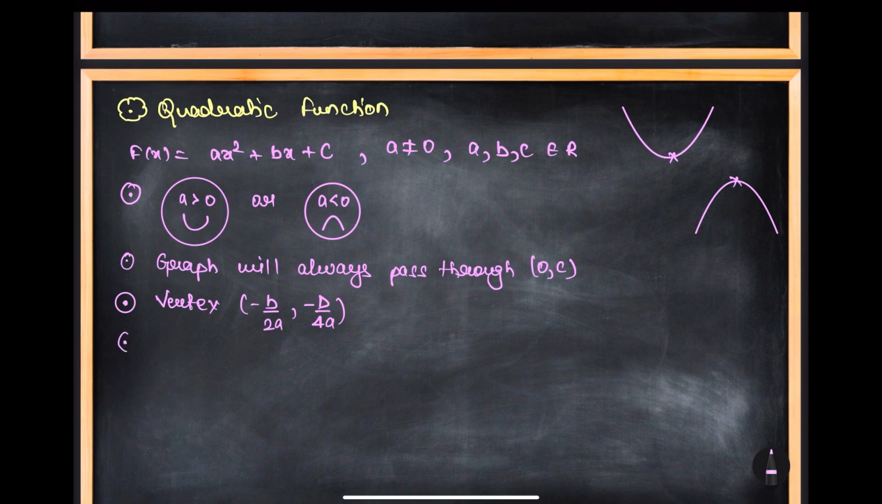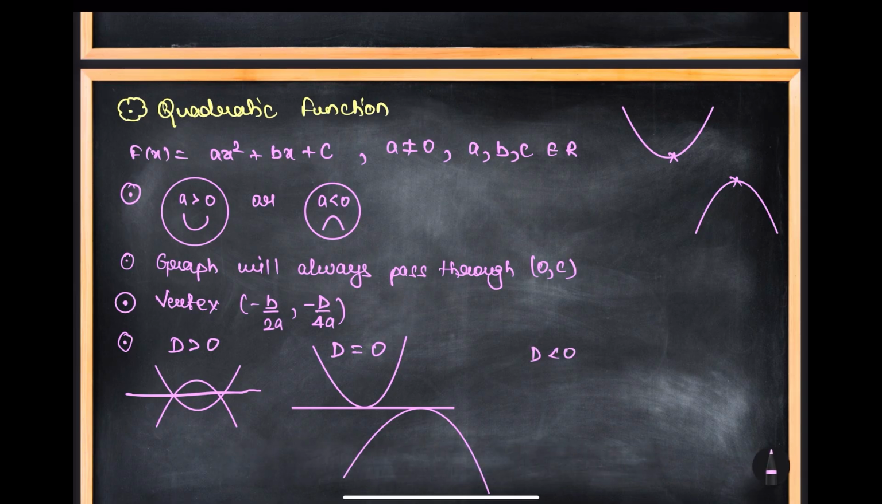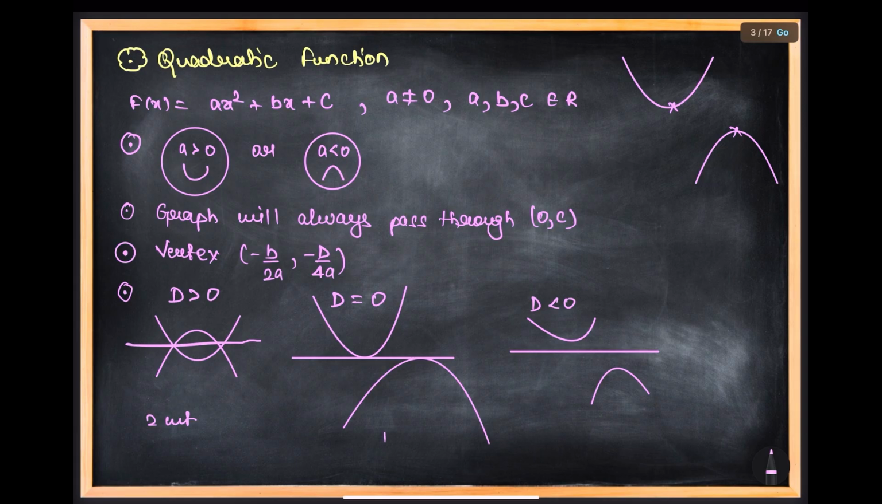Okay, now we have one more situation. Suppose d is greater than 0. So you know that in this case you will be having two intersection points. So your graph will be either like this or like this, meaning you will have two intersection points on the x-axis. Suppose that d is equal to 0. So if d is equal to 0, your graph will touch the x-axis. Okay. Now suppose that d is less than 0. So if d is less than 0, you will have no touch, no cut case. Okay. Here you will have two cut, one touch, no cut, no touch.